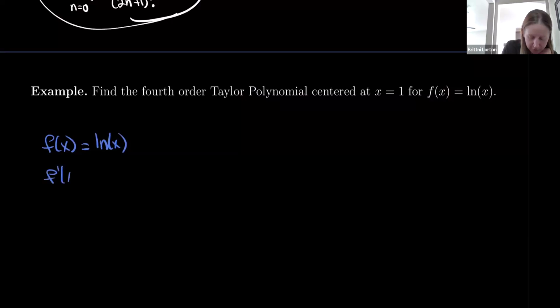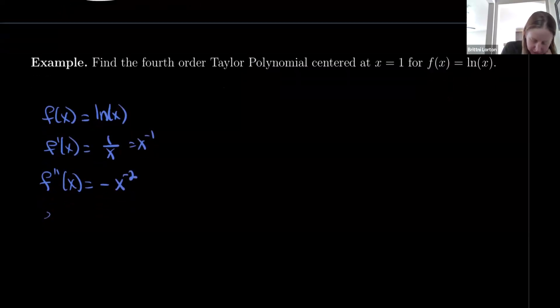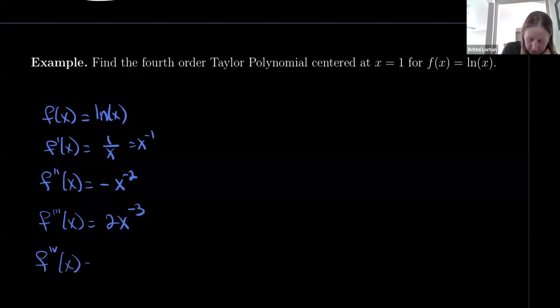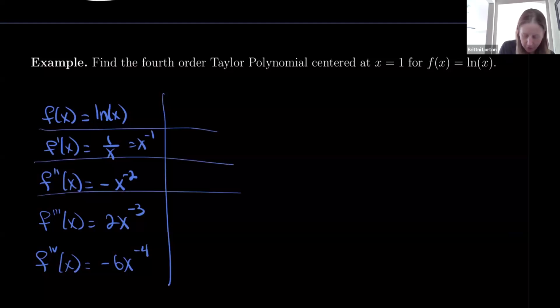Let's do 4 derivatives. The first derivative is 1 over x, which I like to think of as x to the negative 1, because then its second derivative is negative x to the negative 2. The third derivative is positive 2x to the negative 3. And the 4th derivative is negative 6x to the negative 4. It only asked for the 4th, so we can just go up to the 4th, and that's it.